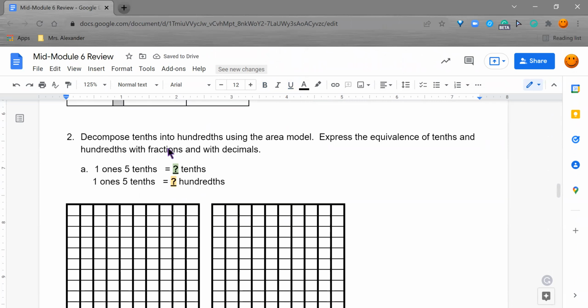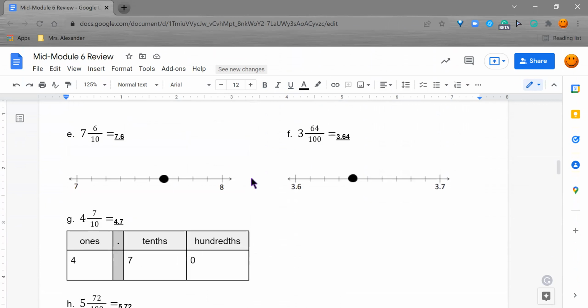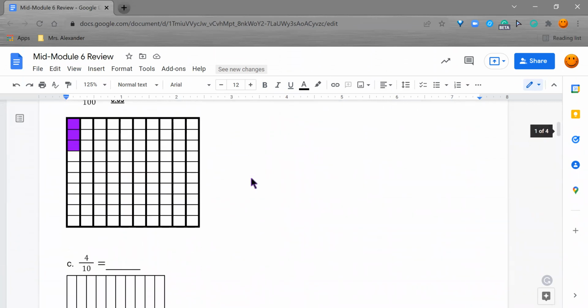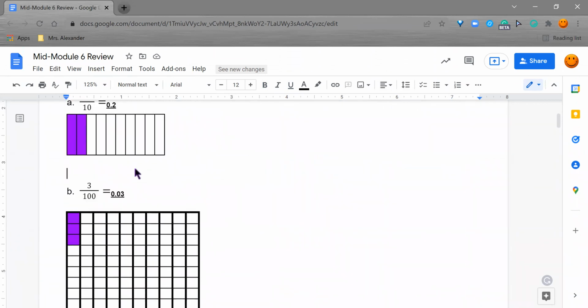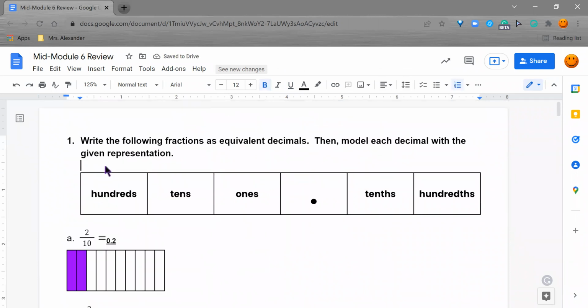It says decompose into hundreds and tens using a, so here we go. Oh, that's because I did that. Okay, let me quickly get everything where it's supposed to be, because I put in that.